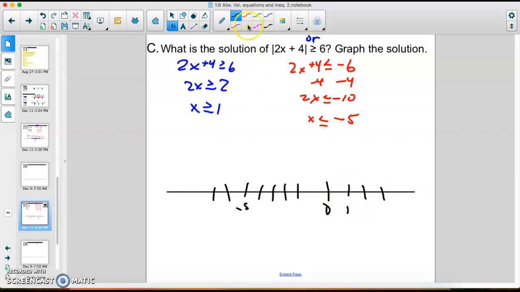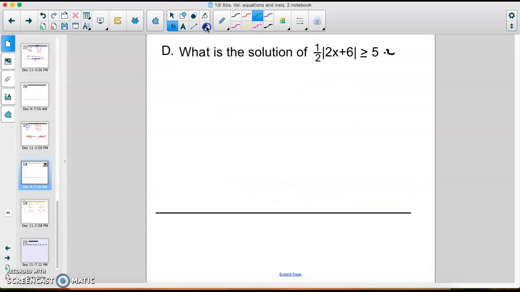Okay, so with the blue one, closed dot at 1, right? And then it's everything greater than or equal to. With the red one, we put a closed dot at negative 5, and then it's everything less than or equal to. And so as you can tell, we have an OR situation here, just like we had predicted right off the bat.